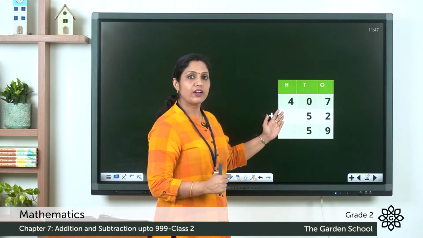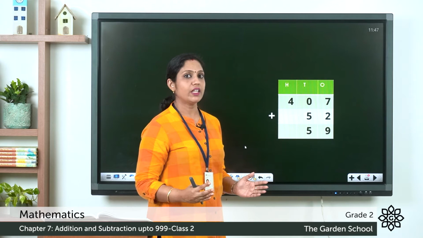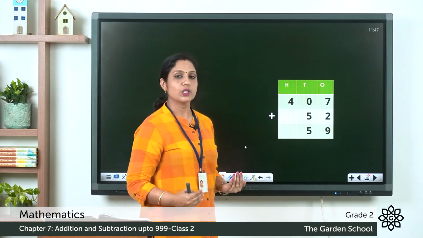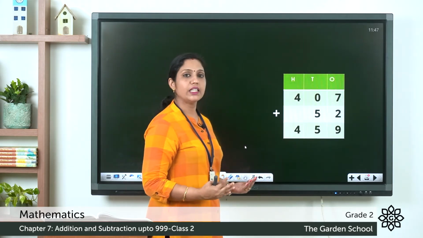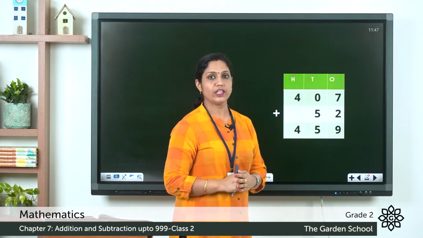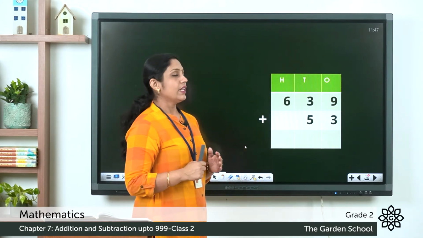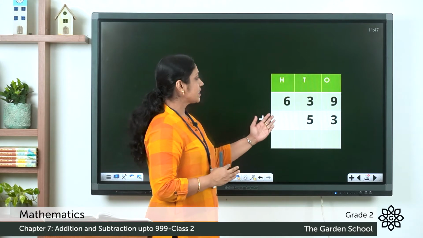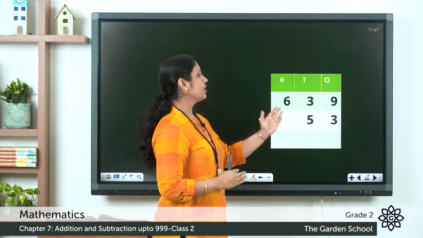Then we'll move on to the hundreds place. We have only 4 left there. So we'll write that 4 also with the answer, and we got the answer 459. Let's look at this number. We have 639 plus 53.